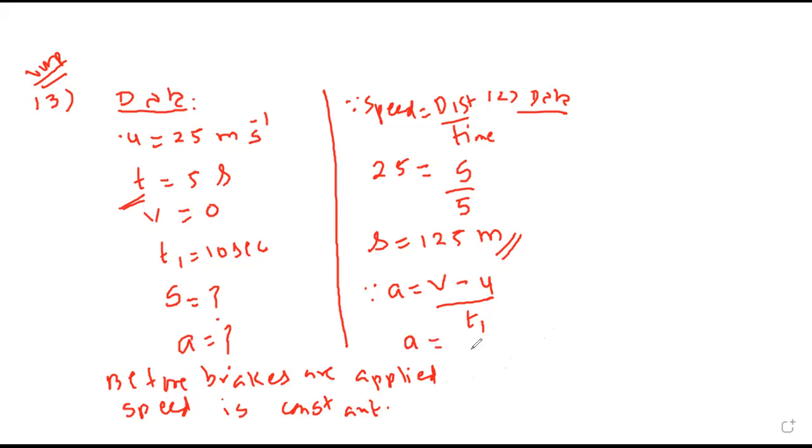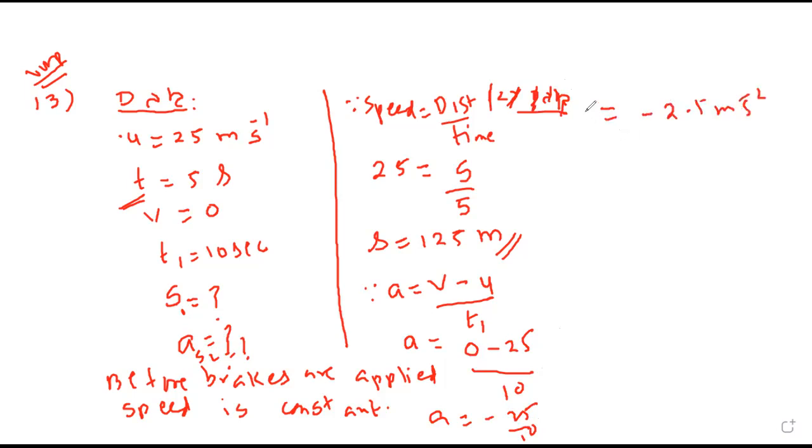Okay, sir. V finally becomes 0. Acceleration A, u is 25, but time, don't take 15, don't take 5, we have to take 10, because after 5 seconds they applied the brake. Another part was there: distance traveled by the car after brakes are applied, S1, S2. So A becomes minus 25 upon 10. 12th I am doing afterwards. That is minus 2.5 meter per second square.